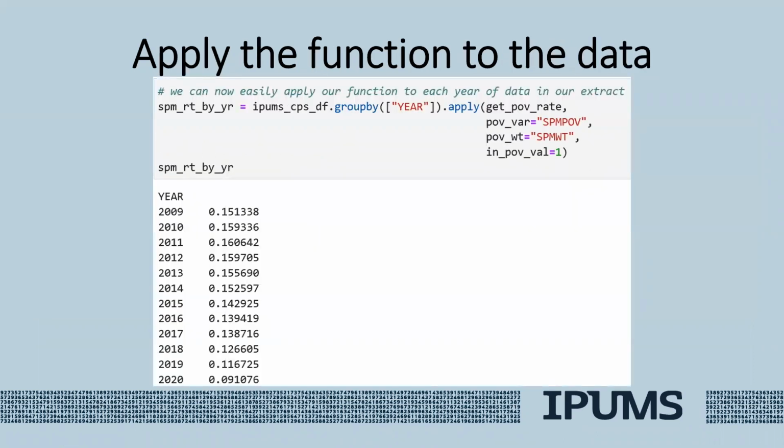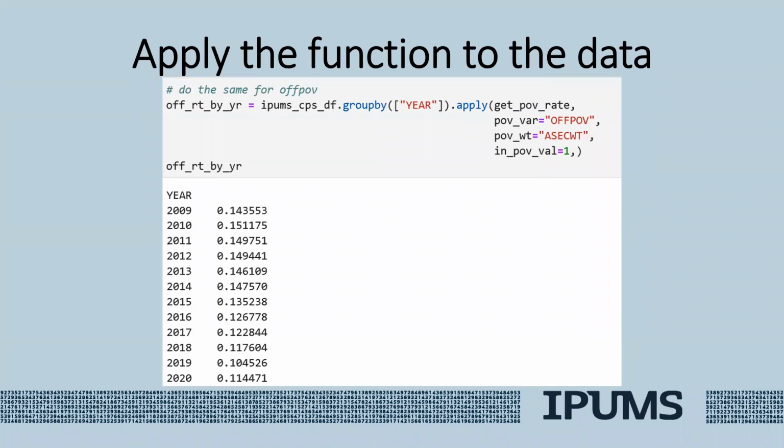All right, so here we're applying that getPovRate function to our data for the SPM case. So here again, this IPUMS CPS DF is just our extract data, and we're grouping that by year. So for each value of year in our data set, we're applying this getPovRate function using the SPM pov, SPM weight, and value 1 as arguments. And you can see this output is infinitely more readable than my series of wordy print statements, which is great.